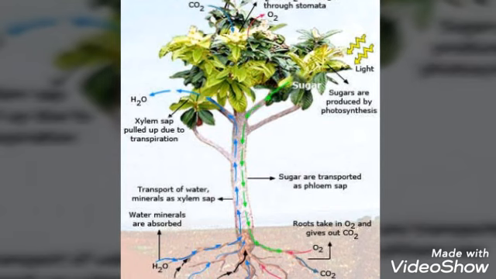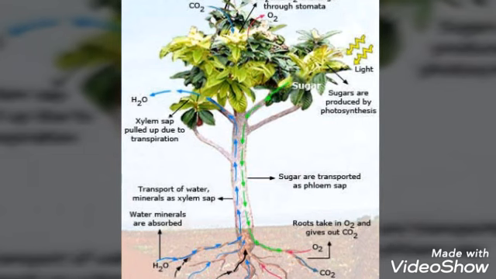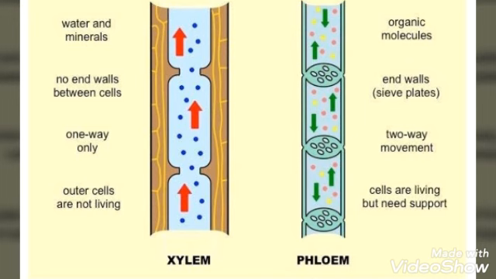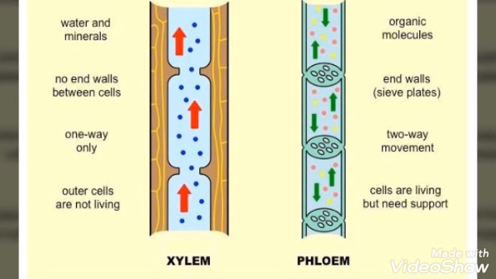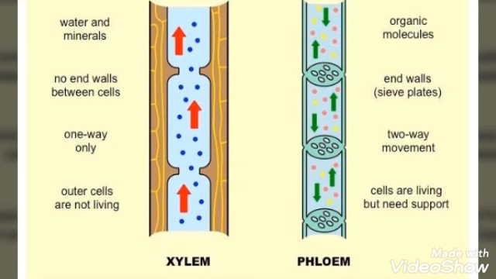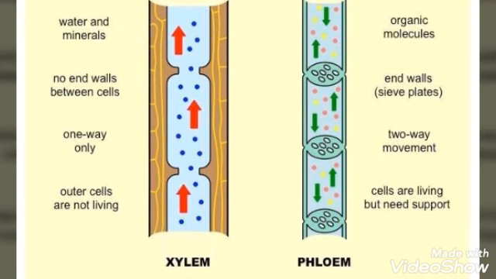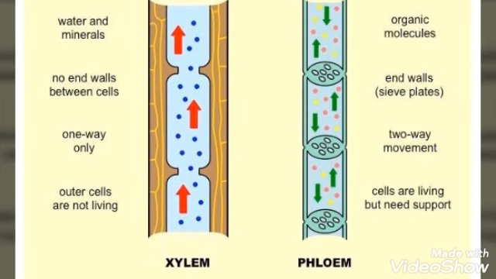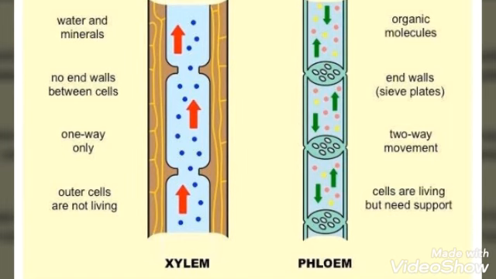From the ground, the water moves inside the roots by a process called osmosis. Do you know what osmosis is? It is the movement of water molecules from a region of high concentration to a region of low concentration through a semi-permeable membrane. So the capillary water present in the soil will move inside the xylem by the process of osmosis, and then it moves up because of a suction force created by transpiration.